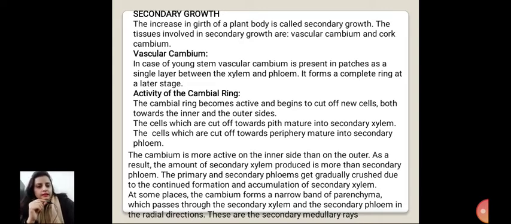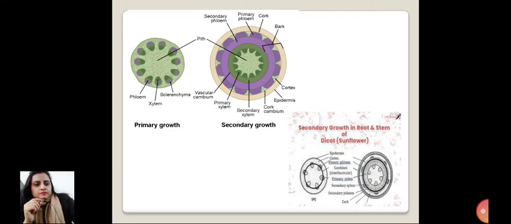The primary and secondary phloems get gradually crushed due to the continued formation and accumulation of secondary xylem, which is the place of the storage of tannin, lignin, resins and other materials. At some places, the cambium forms a narrow band of parenchyma which passes through the secondary xylem and the secondary phloem in radial directions. These are the secondary medullary rays.